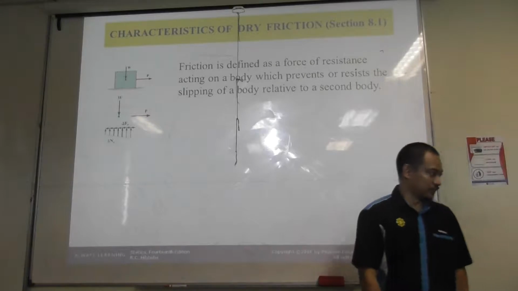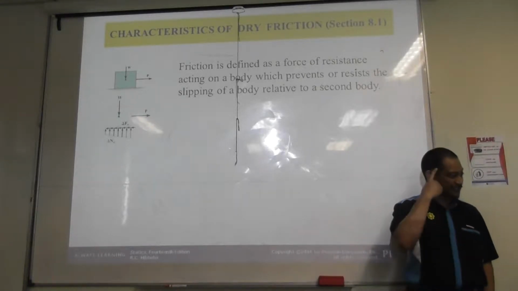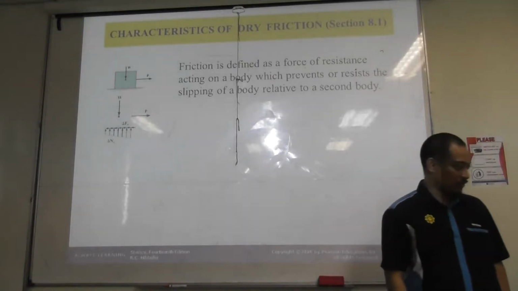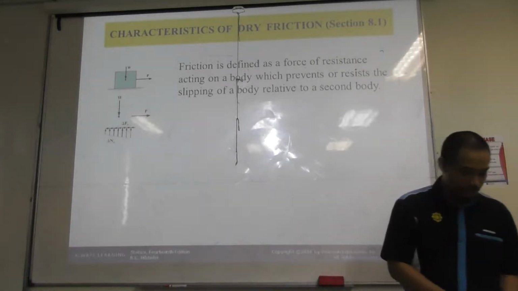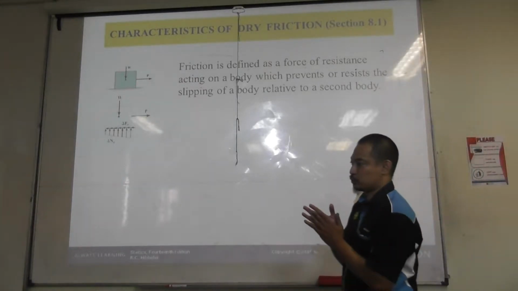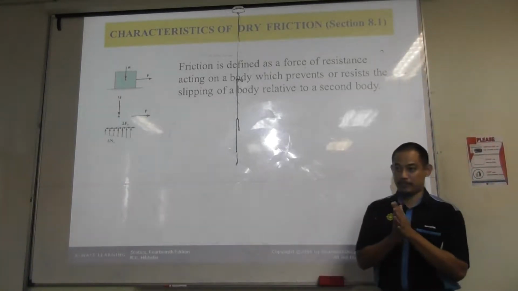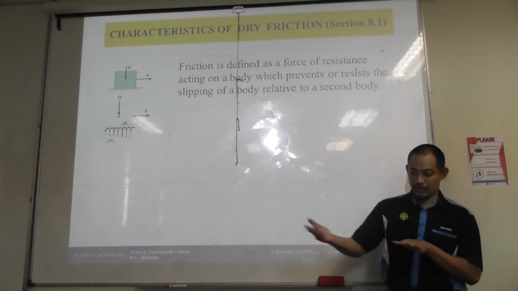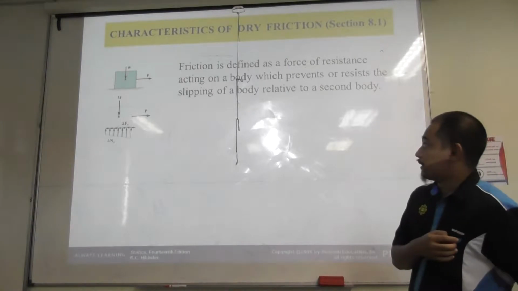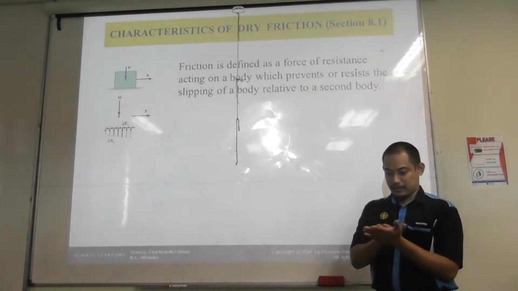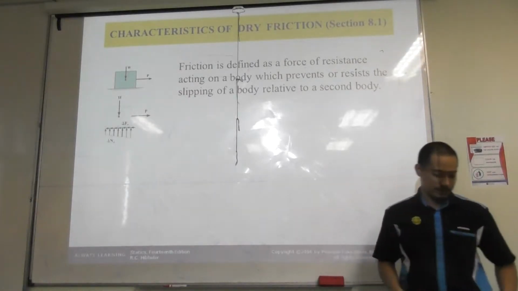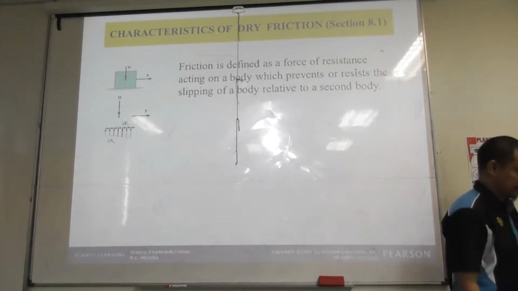So what is friction? Friction is defined as a force of resistance acting on a body which prevents or resists the slipping of a body relative to a second body. So basically, friction is the thing that happens between two contacting bodies, right? Meaning that, of course, the next body can be the ground, the floor, etc. Normally we deal with that situation. So when movement relative to one another is happening, you'll have friction there. So basically that's what we understand anyway.